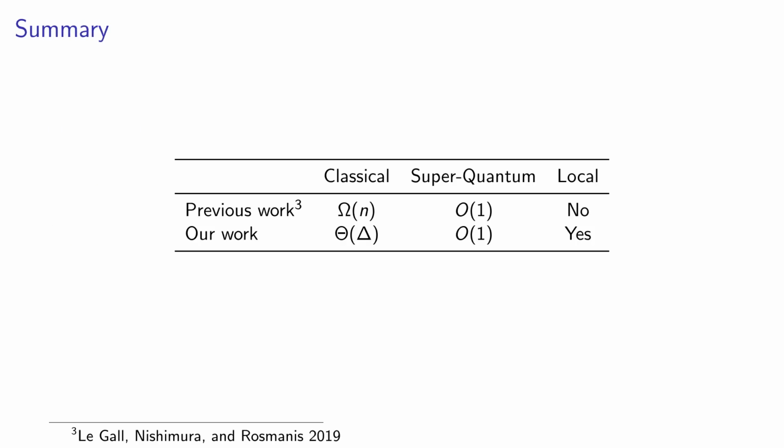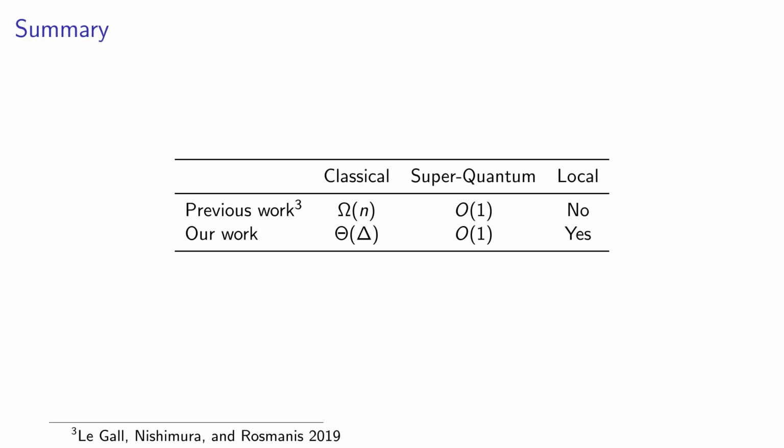Now, in summary, I have shown you how we can achieve this separation between classical and superquantum. That is, in classical, every player must spend 1 round sequentially playing the game with their neighbor. While in superquantum, the players can just spend 1 round initially setting up these games, and then they can compute the whole result locally.